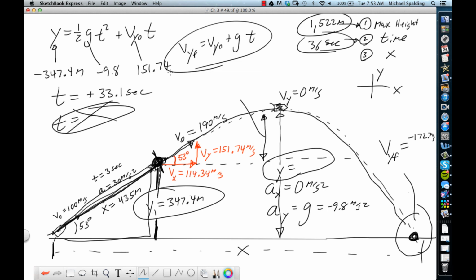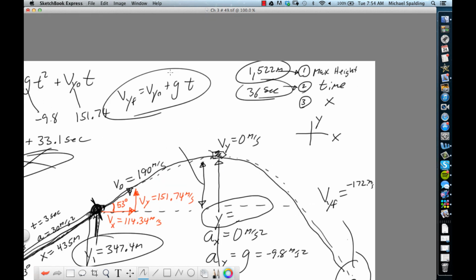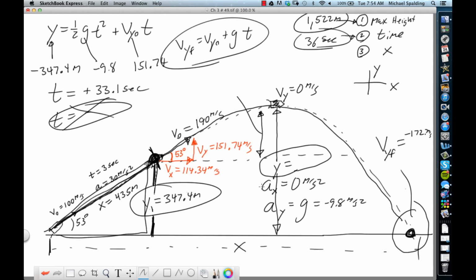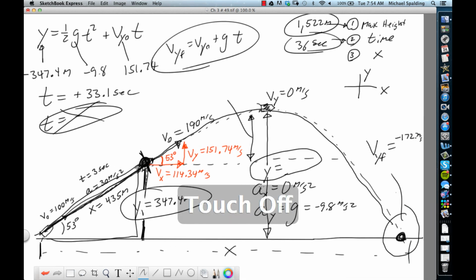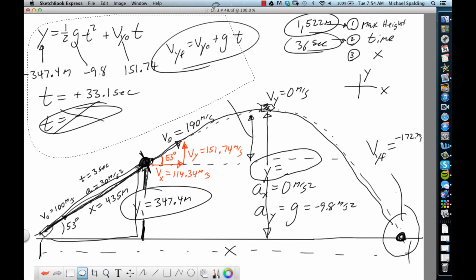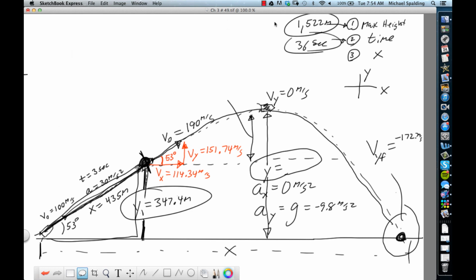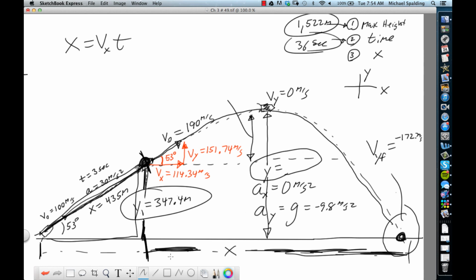Okay? All right, last question. The last question is the maximum range. This is easy because there's only one equation for the x direction. To find the max, we're first going to solve for this distance. In other words, we're forgetting about part one.